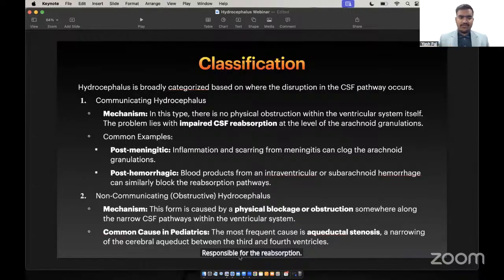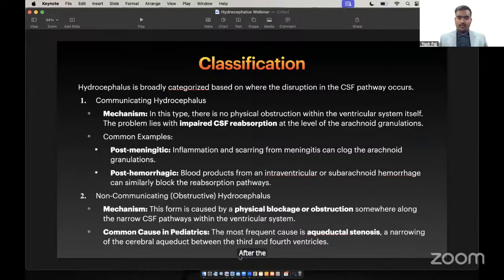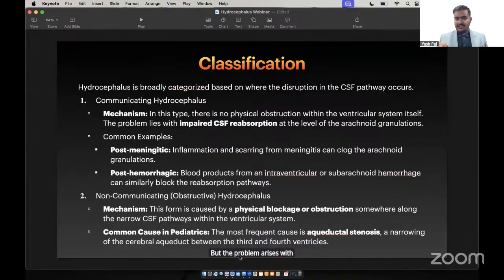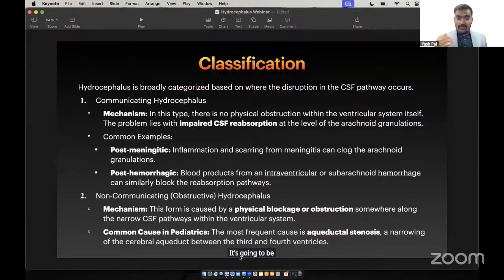Now here's some classification of hydrocephalus after the pathway disruption occurs. The first one is communicating, and the next one is non-communicating. I'll talk about communicating first. The mechanism of this type is that there is no physical obstruction within the ventricular system itself, but the problem arises with impaired CSF reabsorption. CSF reabsorption, like I said, is via the structures of arachnoid granulations.